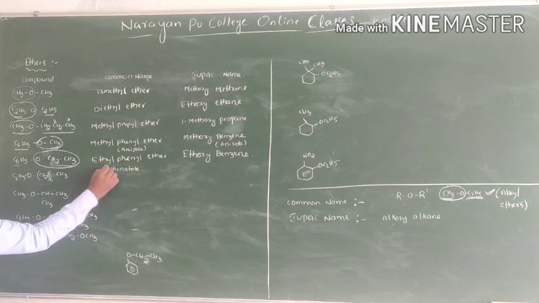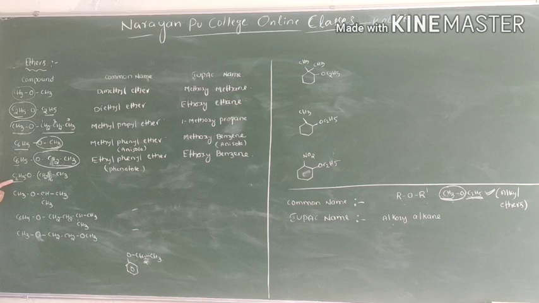That is the common name. And next one. See here, on this one side, how many carbon atoms are there? 6. But here, how many carbon atoms are there? 7. Because CH2 6 times and C. So that's why 7 carbon atoms are there.